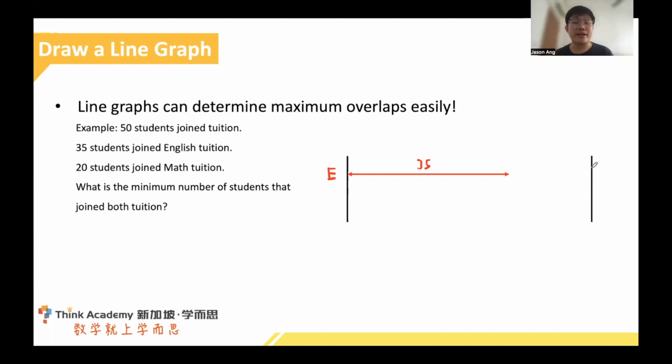You notice on the right-hand side, there's so much space. All these students haven't been stated to have joined tuition. So we add another double arrow there. This allows us to show our 20 students that join the math tuition.